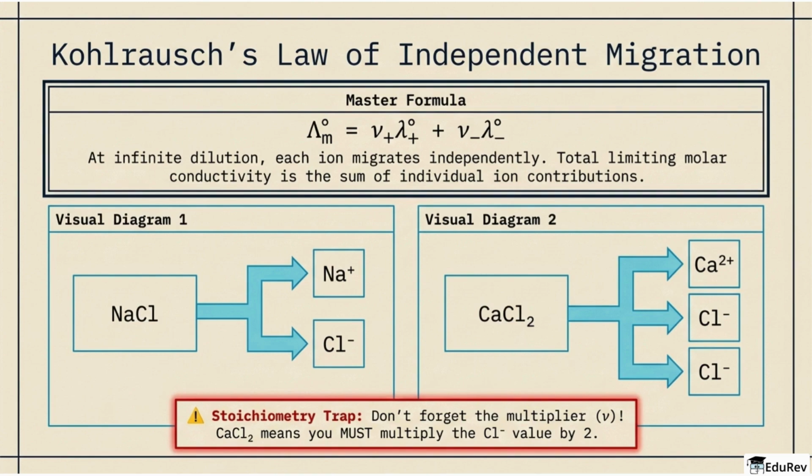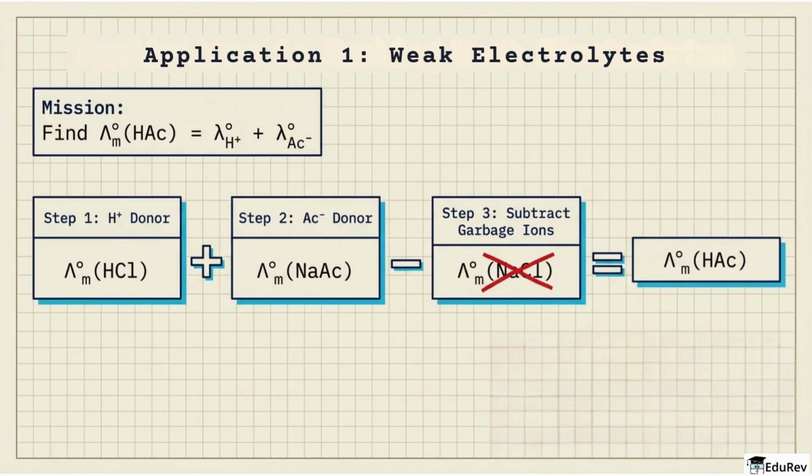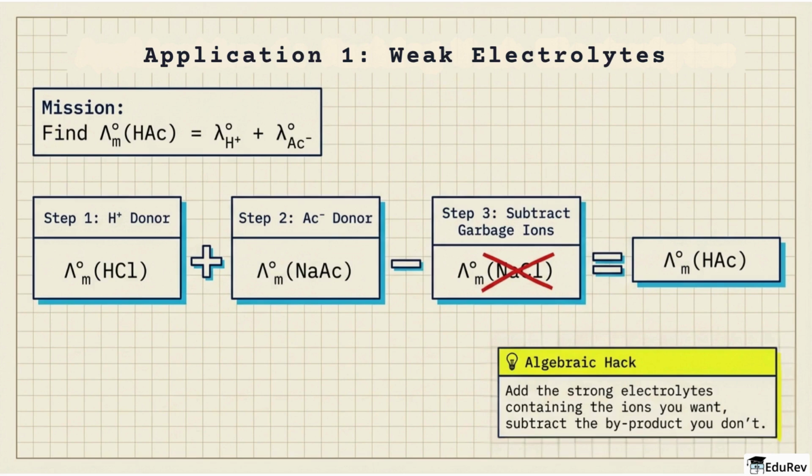The stoichiometry trap matters here. For CaCl2, the chloride contribution must be counted twice. This page shows how Kohlrausch's law is used for a weak electrolyte, specifically acetic acid. Since acetic acid is weak, we cannot directly measure its limiting molar conductivity from the graph. So we build it indirectly using strong electrolytes that contain the ions we want.